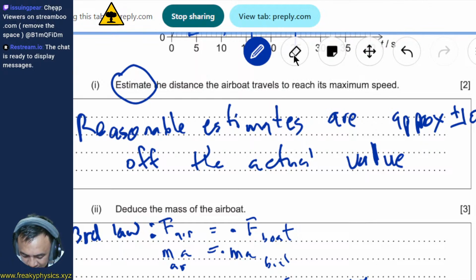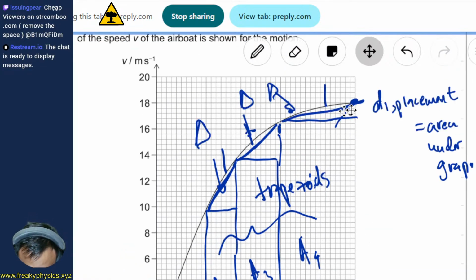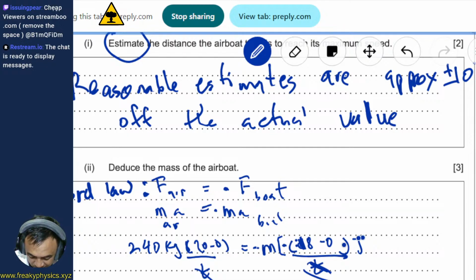Now we look in the graph for the boat. We go from 0 to 18, right? 0 to 18. So that's going to be negative 18 minus 0. That makes it easy to find, because once that's done, we can now find the mass. So the mass is equal to 240 times 20 over 18.